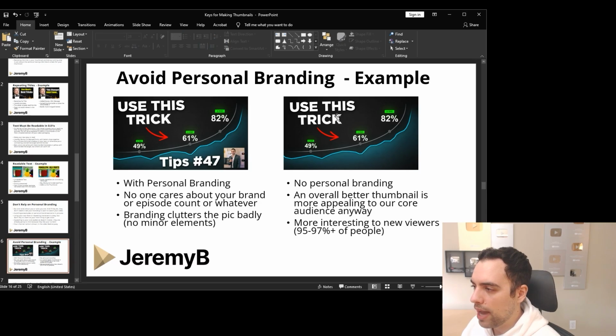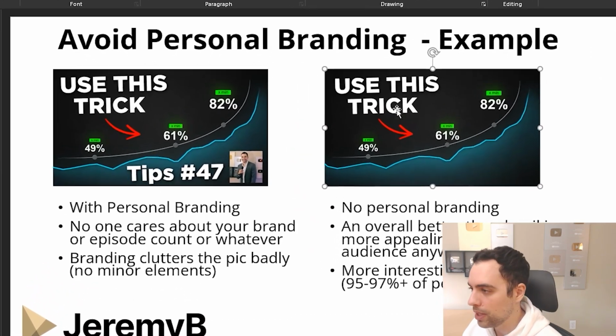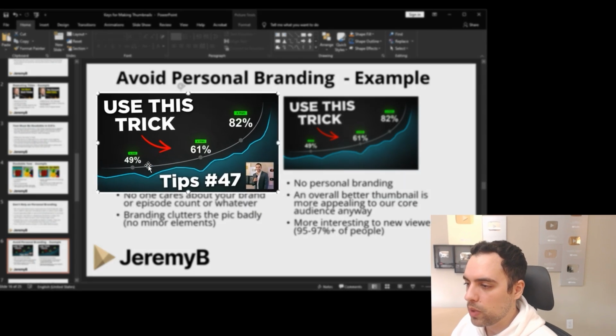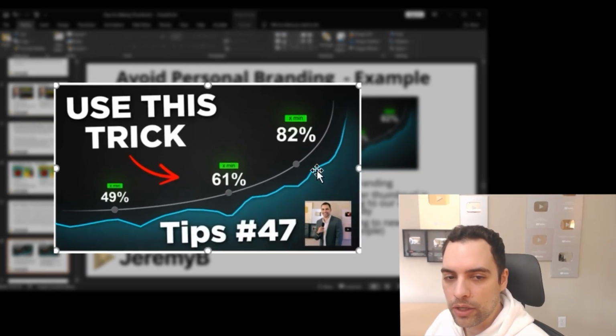So here's a before and after example. We've got this picture as our thumbnail template. It's kind of like this little graph trick picture where we're showing some sort of progress or results. And on this one on the left, I added some random personal branding. You can see the way I did it, it looks pretty good, right? I got this little logo here. I got this little text, and the text looks nice.